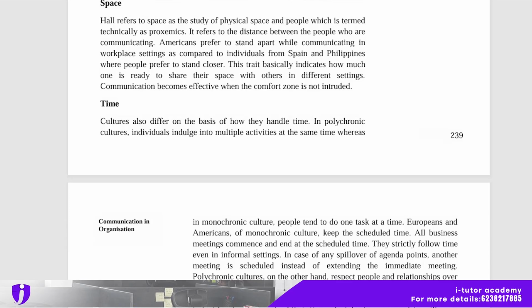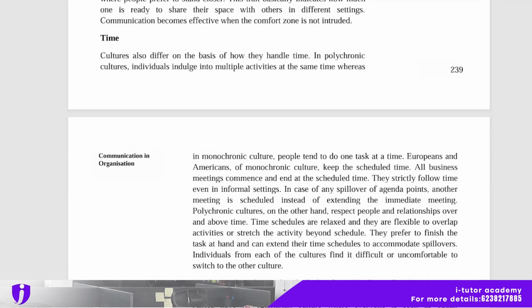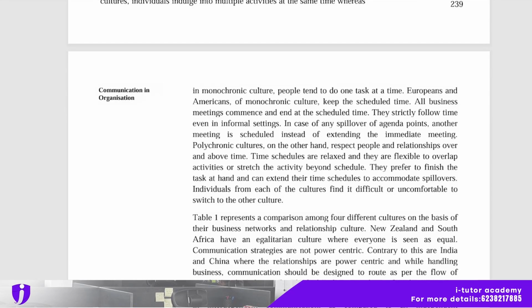In polychronic cultures, individuals indulge in multiple activities at the same time, whereas in monochronic cultures, people tend to do one task at a time. Europeans and Americans, of monochronic culture, keep the scheduled time. All business meetings commence and end at the scheduled time. They strictly follow time even in informal settings.